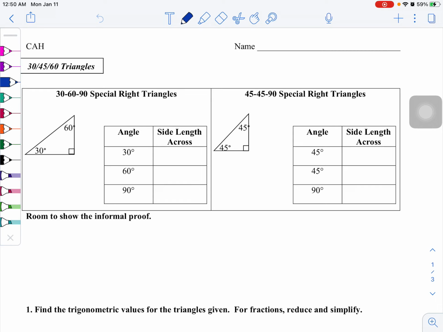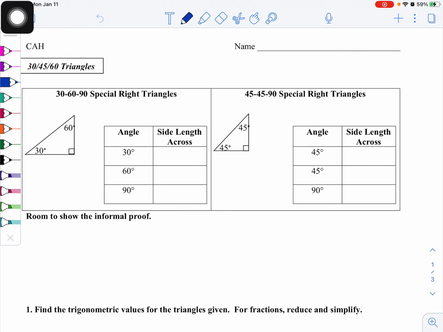What I need you to understand is that if you have a 30-60-90, there are certain ratios that will exist for the side lengths. And if you have a 45-45-90, there are certain ratios that will exist for the side lengths. So in this first video, I'm just going to show you where 30-60-90s come from and where 45-45-90s come from.